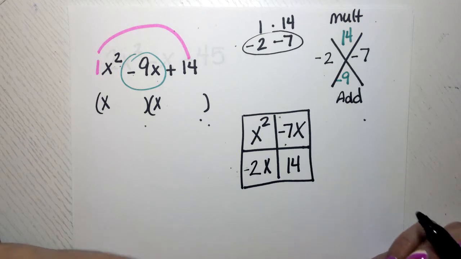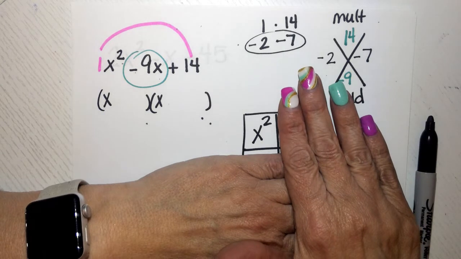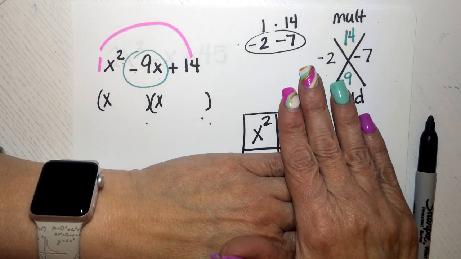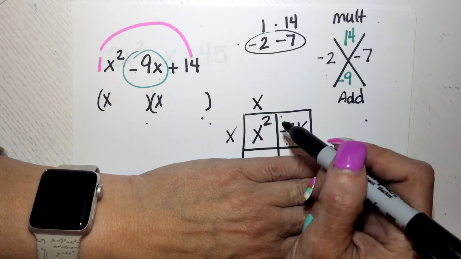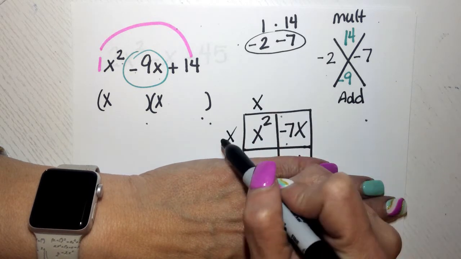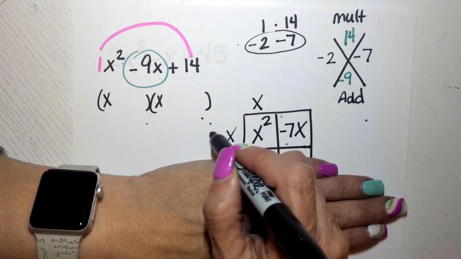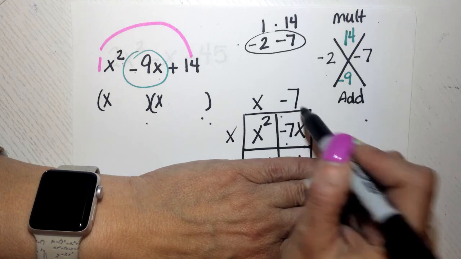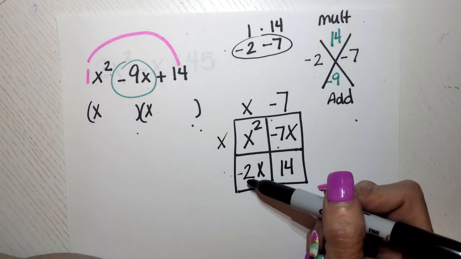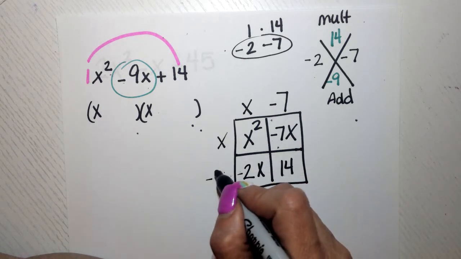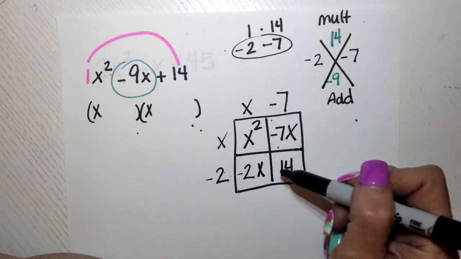Okay, so now remember, we're going to cover this up. And what we're going to do is say, how do I get that first square? x squared would be x times x. Now to get negative 7x right here, x times what would give me negative 7? That would be negative 7. Okay. x times what would give me negative 2? Negative 2. Let's check. Negative 2 times negative 7 would be 14.